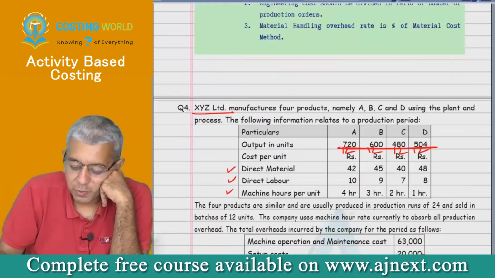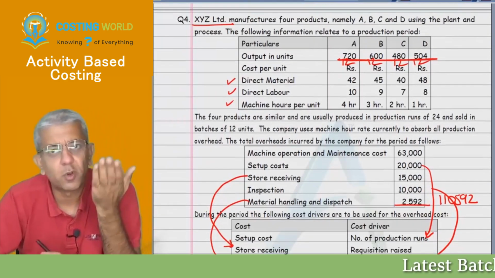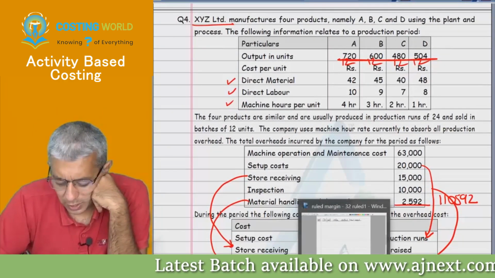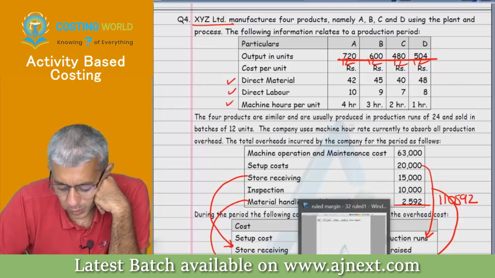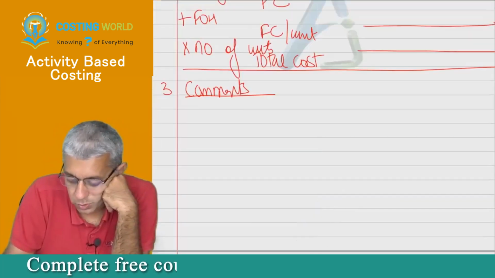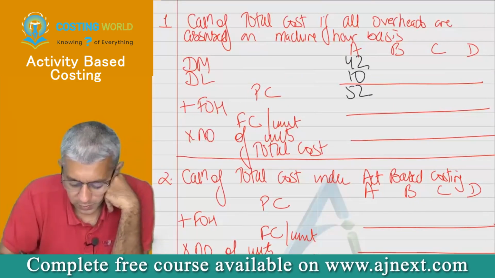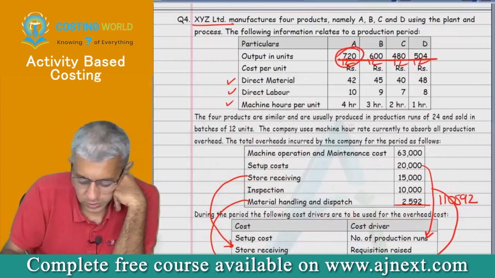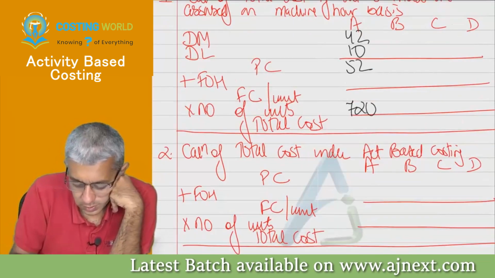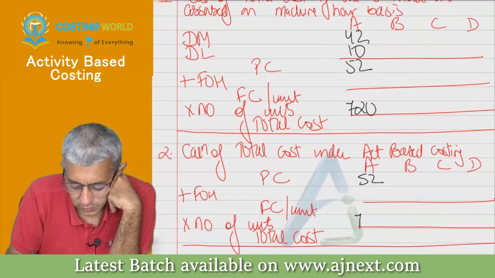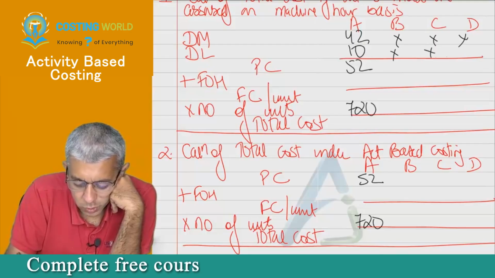Tell me one thing, for producing 1 unit of A, beta, material and labor cost, they will always give you here. How much is the material cost per unit of A? 42. How much is the labor cost? 10 bucks. Okay, so do one thing. 42, 10, 52. Number of units are also there, 720. 52, 720. Please fill up all these details for the other products also, please.